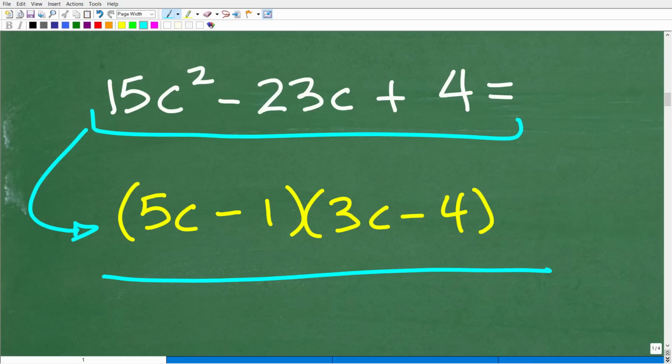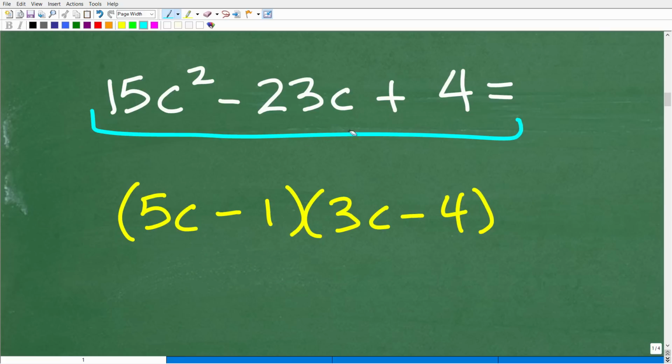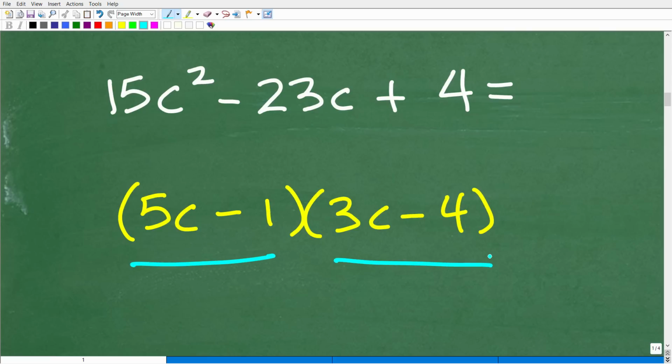So it's parentheses 5c minus 1 times 3c minus 4, or 3c minus 4 times 5c minus 1. The order is not important, but these are the factors. Anytime you can factor a quadratic trinomial, you're typically going to end up with two binomials just like this. This is a binomial, there are two things here, and this is a binomial. Now, if we multiply these two binomials, we'll get back to this. So if you're not quite sure you have the right factors, you can always multiply and check.